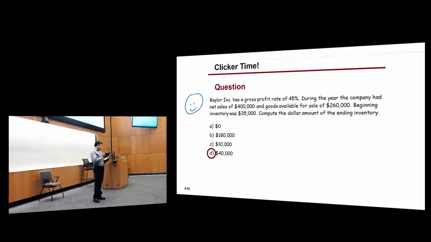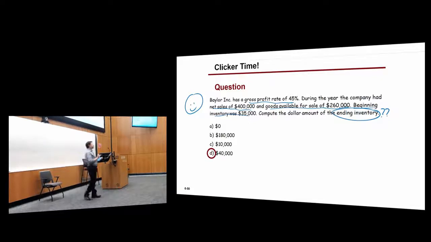You are given the gross profit rate. We know the net sales. Goods available for sale were 260. We know the beginning inventory, so what do we need to calculate? Ending inventory. Yes. How do you solve it? Start with whatever you have. Jason: 1 minus the gross profit rate, and you multiply that by the net sales. Okay. And then you deduct it from the goods available for sale, right? That's how it works.